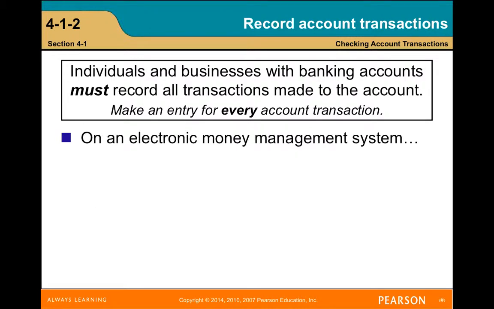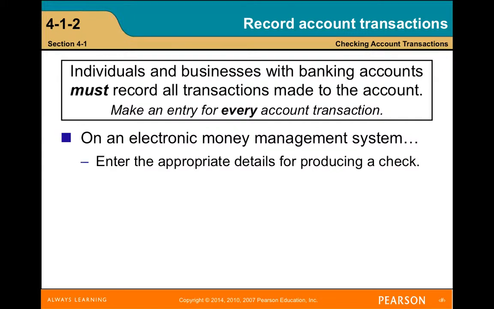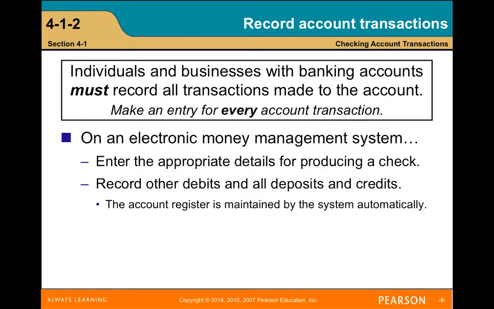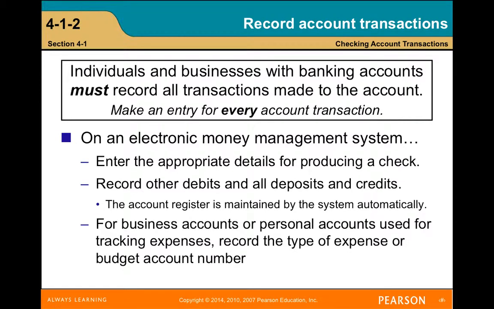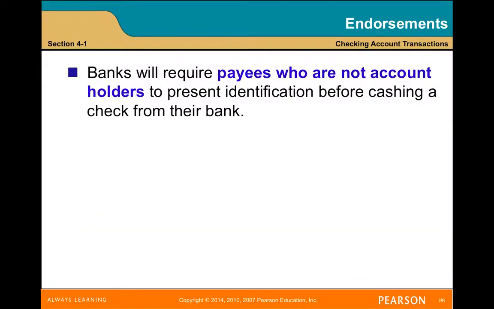Add the amount of the deposit or credit to the previous balance to obtain the new balance. On an electronic money management system, enter the appropriate details for producing a check. Record other debits and all deposits and credits. The account register is maintained by the system automatically. For business accounts or personal accounts used for tracking expenses, record the type of expense or budget account number.